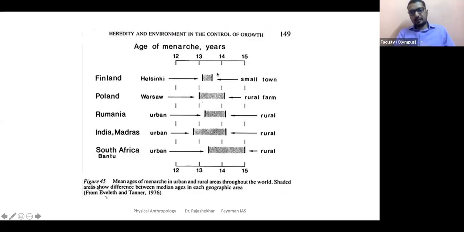The average range that we're talking about. In Finland, it is a bit narrower, and in Poland, 13 to 14 years, and in Romania, slightly above 13 to 14 years. India, Madras has a more broad range here, about 12.7, 12.8 to 14.2, etc. South Africa also, about 13.2 to 15 years of age.